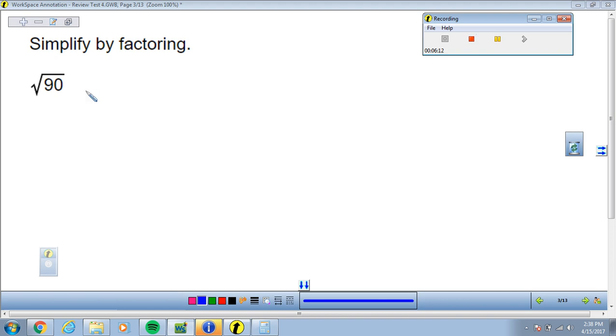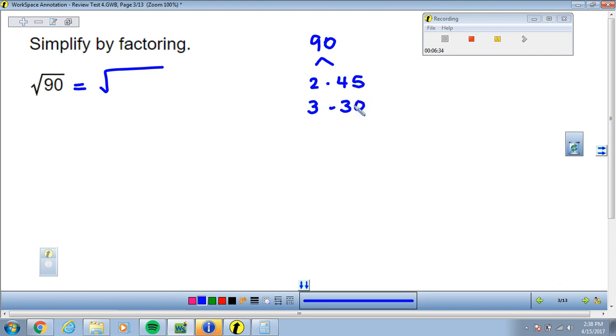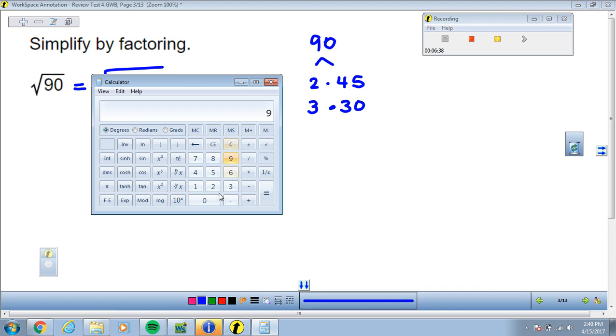Simplifying by factoring this number. So we want to find a way to rewrite 90 as the multiplication of two numbers. One of them you want to have a perfect square root, and the other one you want not to have a perfect square root. So 2 times 45 gives you 90, but none of them have a perfect square root. 3 times 30 gives you 90, but none of them have a perfect square root. So you have to think, what else could you use?